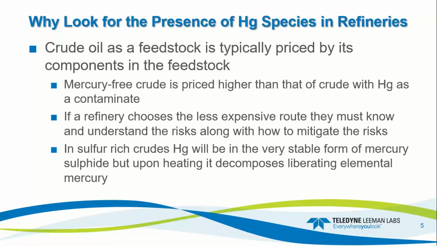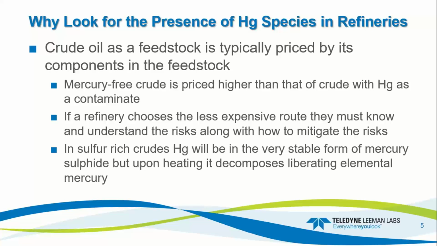Crude oil as a feedstock is typically priced by its components. For example, mercury-free crude is priced higher than crude that has levels of mercury in it as a contaminant. If a refinery chooses the less expensive route, then they must know and understand the risks associated with that contamination of mercury, the levels of mercury, and the species of mercury within that crude.